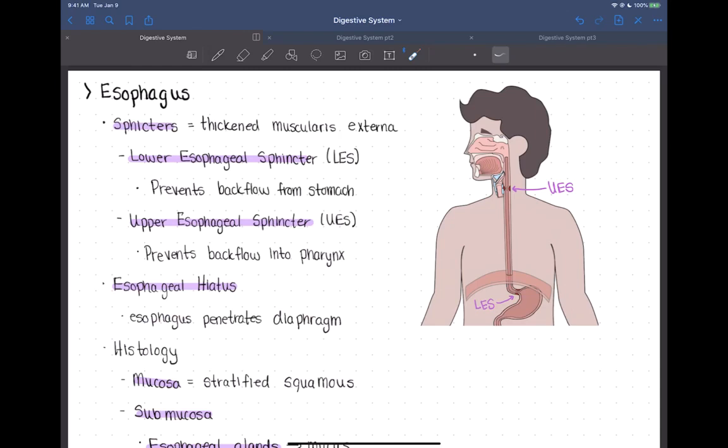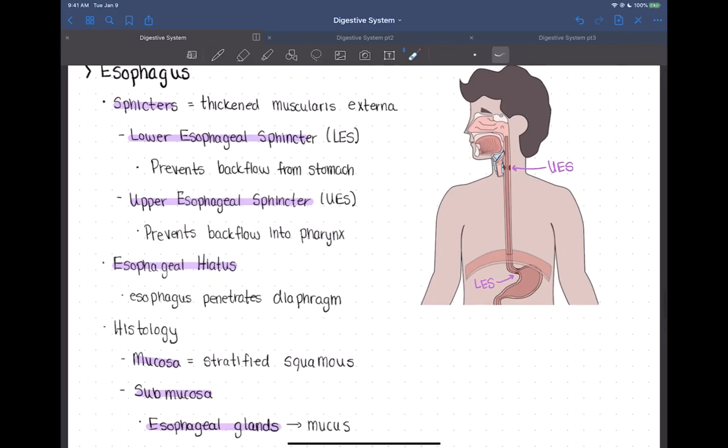Let's talk about the esophageal hiatus. We can see the esophagus as food would move through it, downward. It would come down, and eventually it is going to pass through the diaphragm. That point where it passes through the diaphragm is called the esophageal hiatus. So the esophageal hiatus is where the esophagus moves through the diaphragm. Just below that, it will meet the stomach.